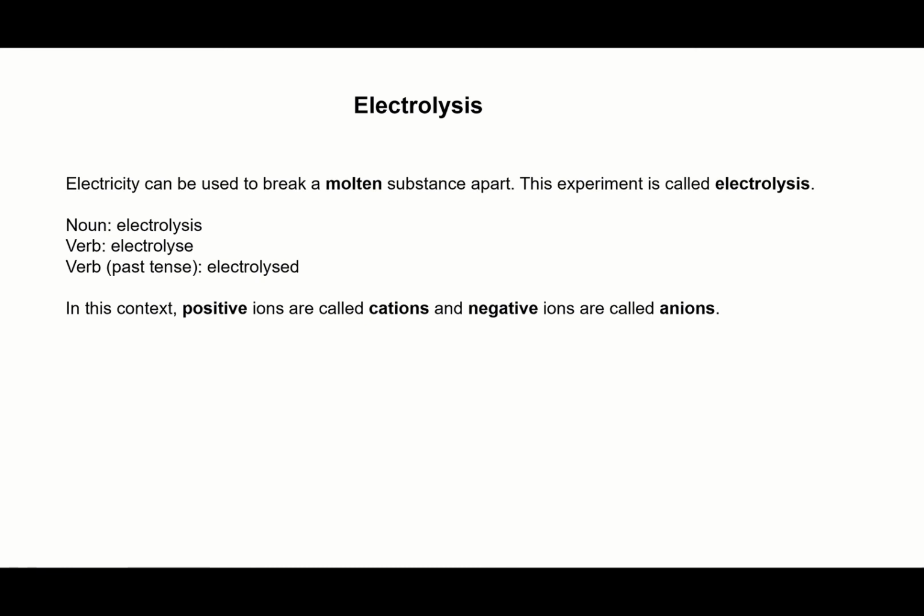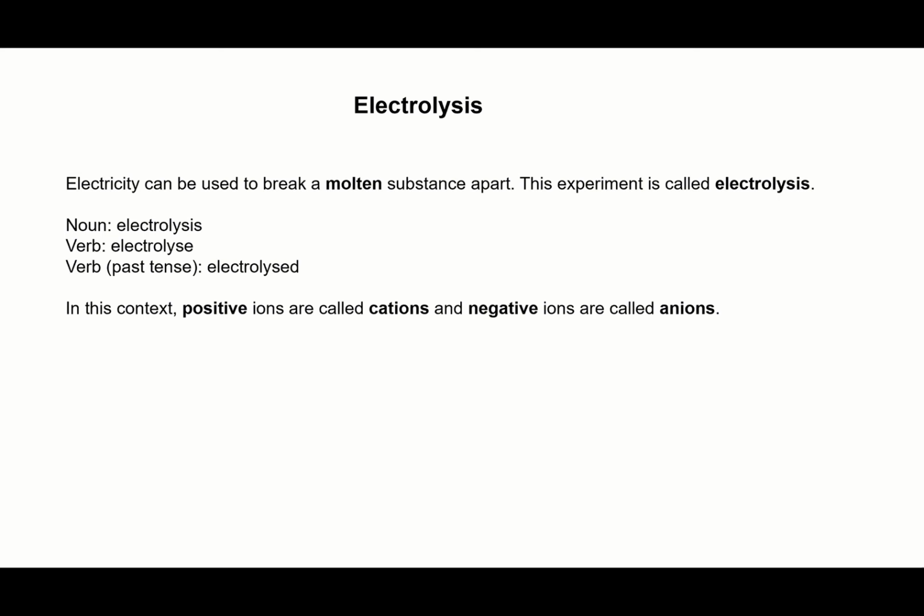Now, this is obviously a new word to you, so it's worth going through some of the different forms. So the name of the experiment, the noun, is called electrolysis. The verb is electrolyze. So you would say, I am going to electrolyze this molten substance. And the verb in the past tense would be electrolyzed. So we would say the sodium chloride has been electrolyzed.